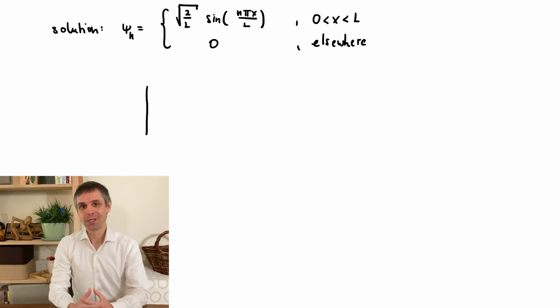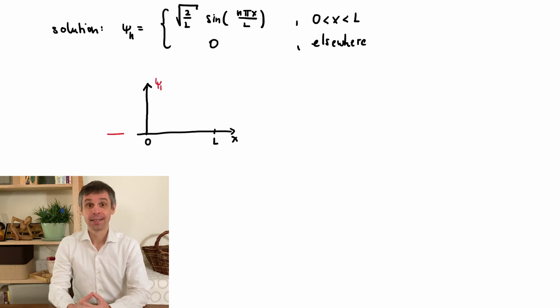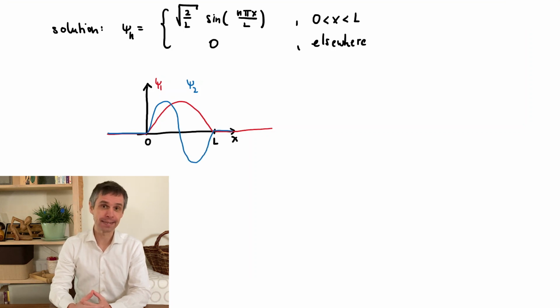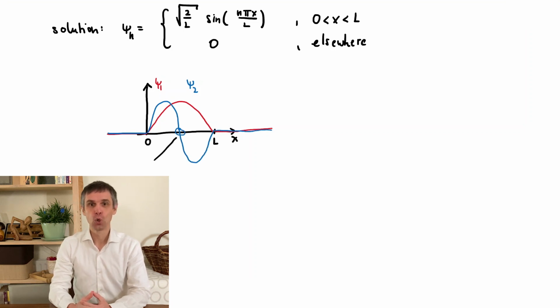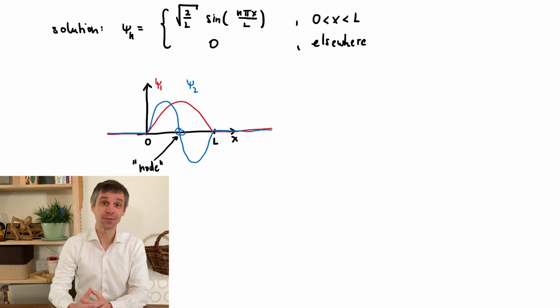Okay, so now that we have our normalized wave functions, we better look at some sketches. Here I show you the first two states, the ground state and the first excited state. Interestingly, the excited states all have places inside the region where they vanish. We call these places nodes, also in other problems where they do not come from a sine function.